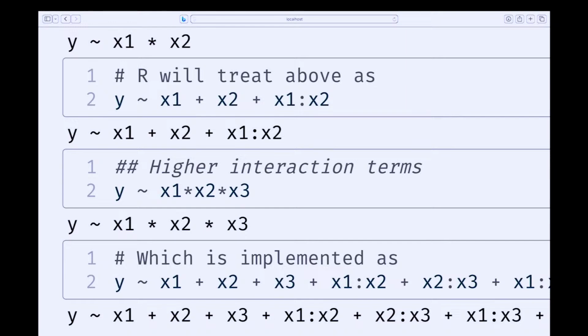Now if you write something of this sort, of three factors you're looking into and you're putting those multiplication signs, then this is interpreted as, I want the main effect of X1, main effect of X2, main effect of X3, the effect of the interaction between X1 and X2, and the effect of interaction between X1 and X3, and the effect of interaction between X2 and X3. Make sense?